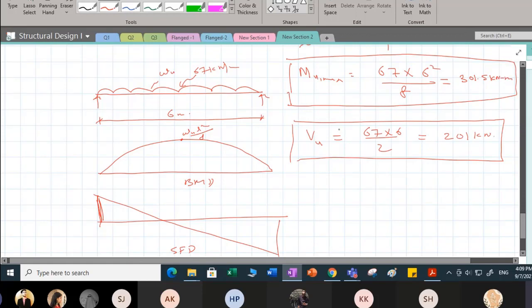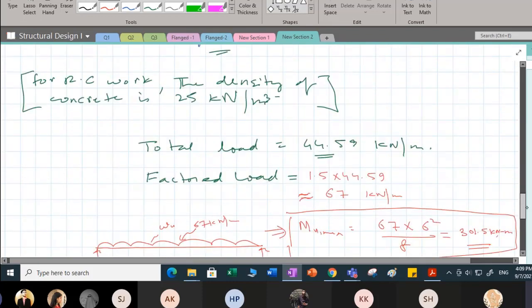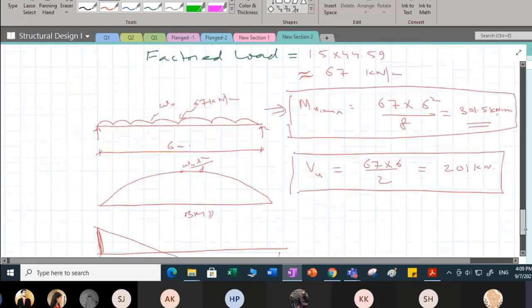Since we have to design only for flexure, I will focus on designing with respect to this beam. The problem could have been given to you directly, like: design a T-beam where the ultimate moment applied is 301.5 kilonewton meter. So here you see the difference. Here we have actually derived this 301.5 kilonewton meter based on the data which was given to us.